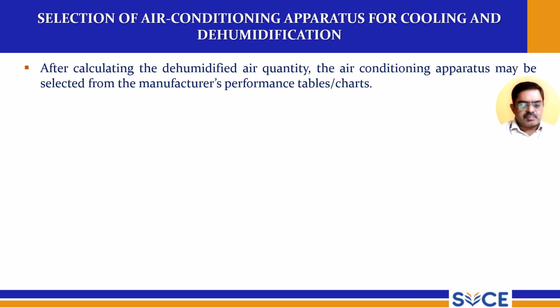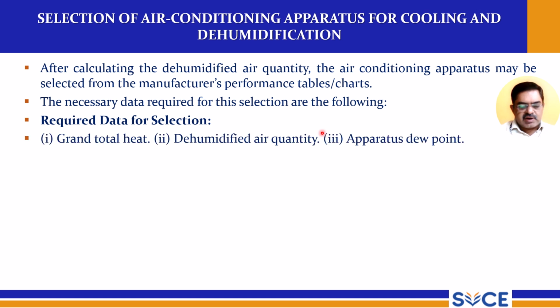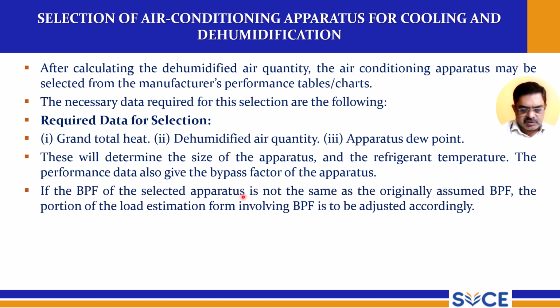After calculating the dehumidified air quantity, the air conditioning apparatus may be selected from the manufacturer's performance tables and charts. The necessary data required for this selection are the grand total heat, dehumidified air quantity, and apparatus dew point. These will determine the size of the apparatus and the refrigerant temperature. The performance data also give the bypass factor for the apparatus.